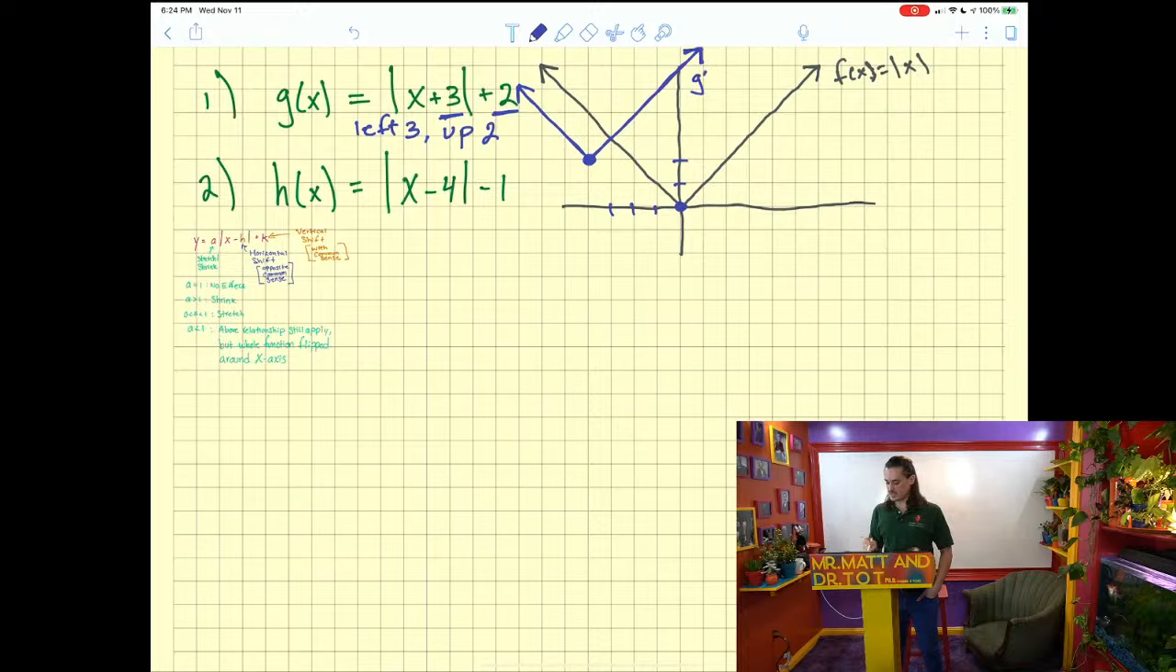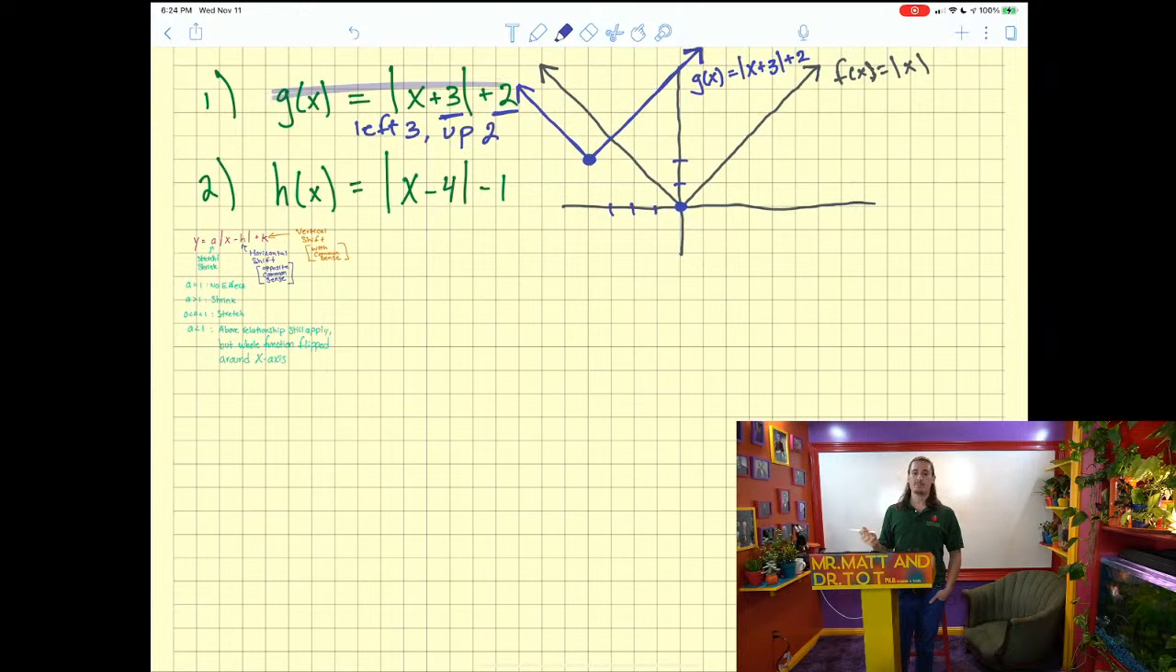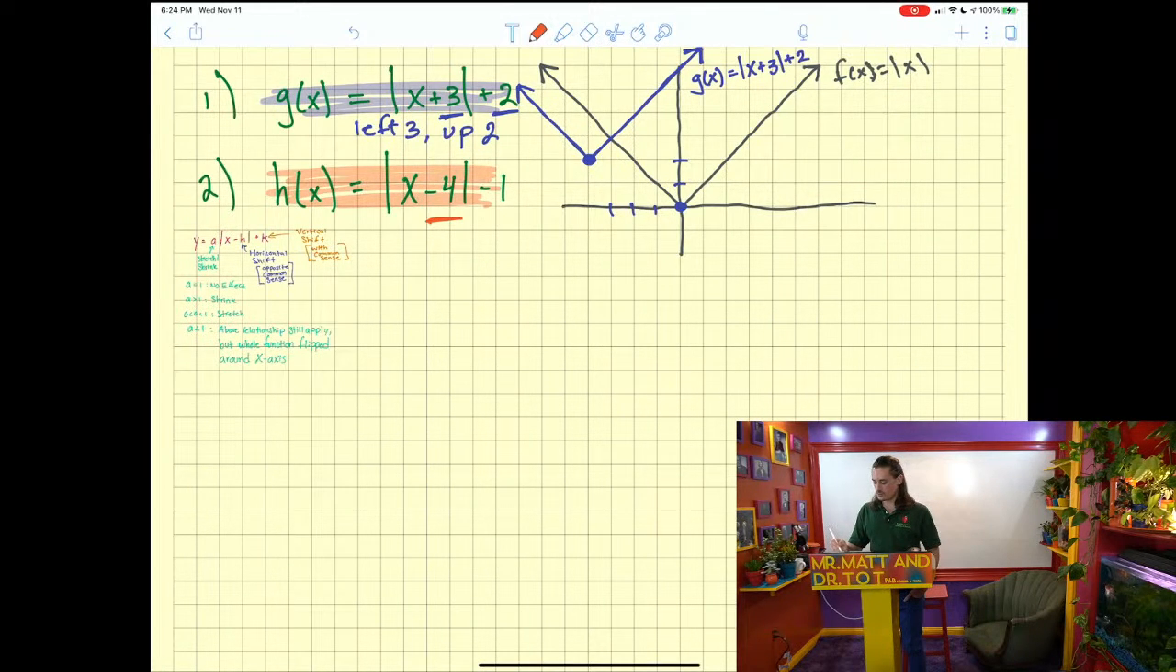I'll do this guy in orange. So the h value is negative 4. Remember, the h value is opposite common sense, so negative 4 on the x would usually mean left 4. Opposite common sense meaning this is going to be right 4. So this is a shift right 4. And then the k value is negative 1, so that goes with common sense. That's down 1. So we're going to go right 4, down 1. So that's our new vertex.